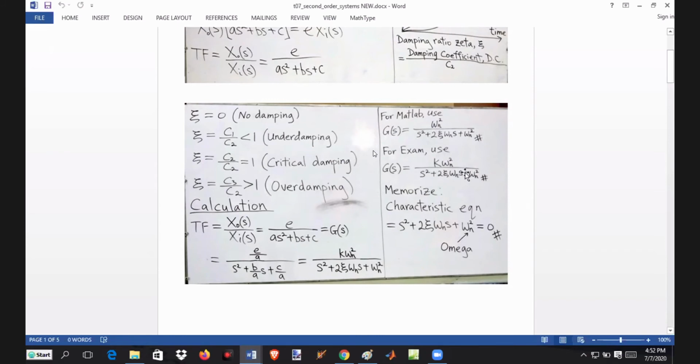And then the bottom part is always used. Bottom part is the characteristic equation. Always use omega n squared. Just memorize it nowadays. Not difficult to memorize it. You will have to use it. Every year you have to use it. S squared plus 2 zeta omega n s plus omega n squared. You will have to use it every year. So you memorize this equation, then we'll do some of the calculation.